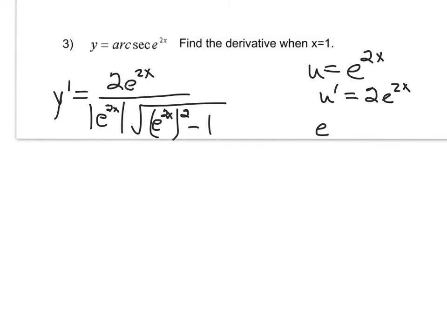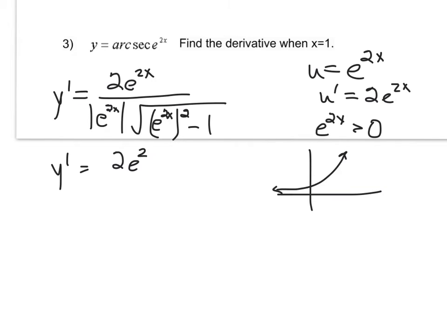Now, a couple things that I can note here. First of all, e to the 2x, because I know what my graph looks like for e to the x, e to the 2x is always positive. So since it's always positive, that tells me that I don't even have to put it inside absolute value. So my answer right now is y prime is equal to 2e to the 2x over e to the 2x, not necessary to have the absolute value, times the square root. When I'm squaring e to the 2x, I raise a power to a power by multiplying, so that's going to be e to the 4x minus 1.